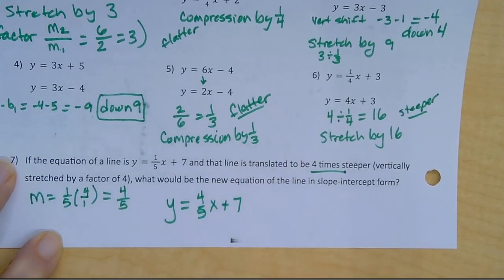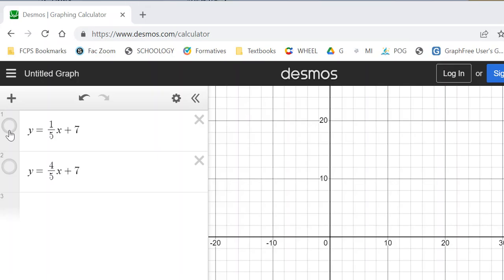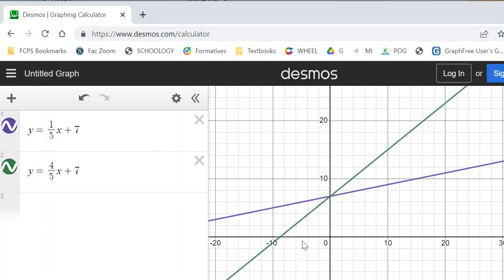So let's just plug those both into Desmos and make sure that we agree that we got steeper. All right, so here we are in Desmos. If I graph y equals 1/5 x plus 7, it's going to look like that. And if I graph y equals 4/5 x plus 7, that is my second line, and that is definitely steeper.